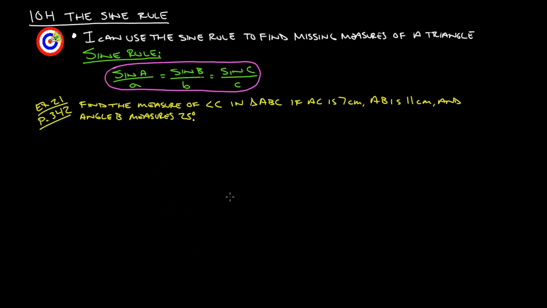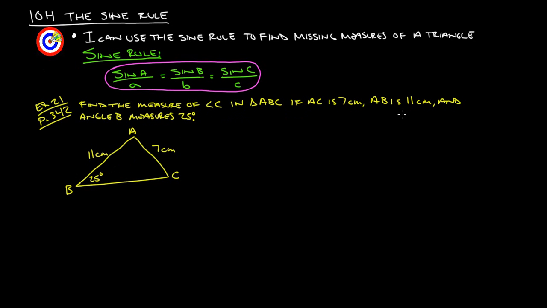This is example 21 from page 342. It says find the measure of angle C in triangle ABC if AC is 7 centimeters, AB is 11 centimeters, and angle B measures 25 degrees. Let's set that up. So here is our triangle ABC. AC is 7, AB is 11, and angle B is 25 degrees.